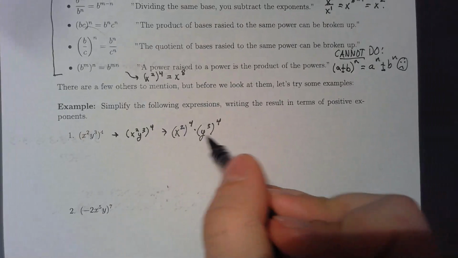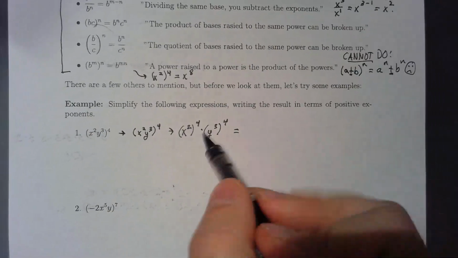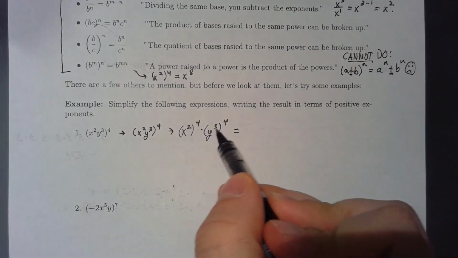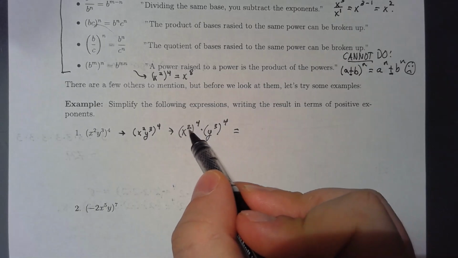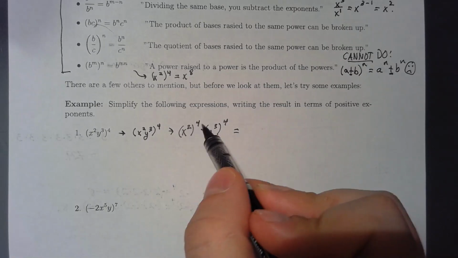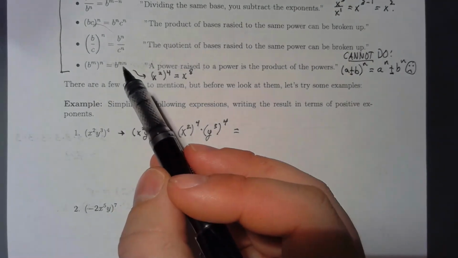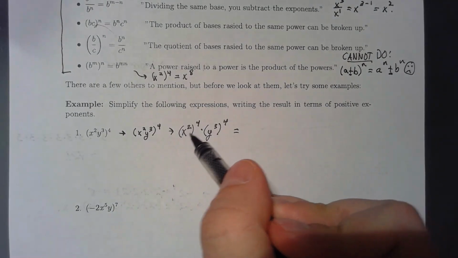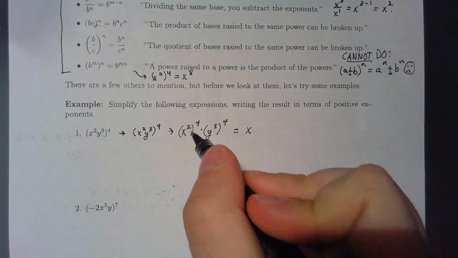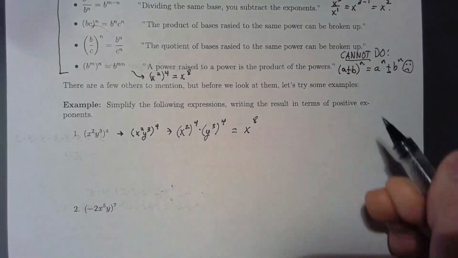All right, so now each x and y, this is x squared to the fourth. So this is a power raised to a power. That's this property right here. A power raised to a power, you take the product of the powers. So this base of x becomes x to what power? 2 times 4, which is x to the eighth.